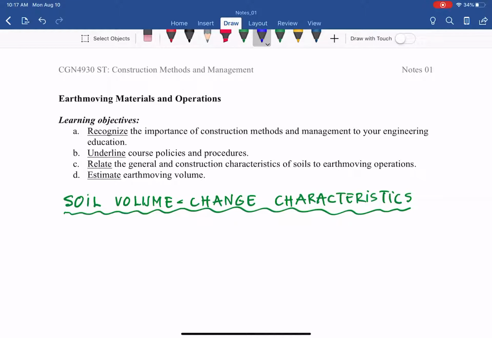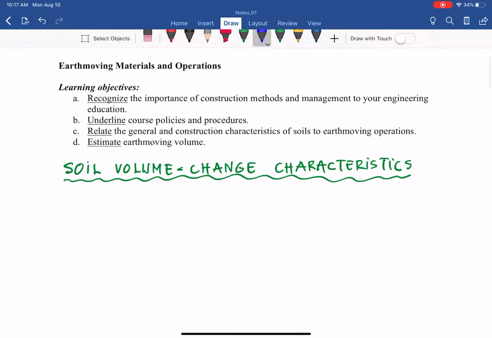And we estimate the earth moving volume to understand the operation of the earth moving and determine the volume, so that we can determine production and also the costs that cover in project planning. For example, we need to review the soil volume change characteristics, how the volume of the soil changes from this condition to the other.